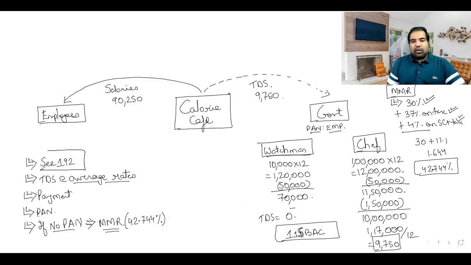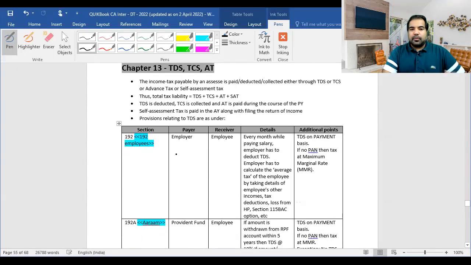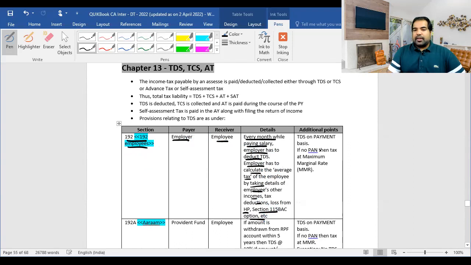Guys, this is a section called 192 where you have to deduct TDS at average rates. I'm just going to read that also from the QuickBooks. So let's do 192. Here we go. 192 is by employer when they're paying to employees. Every month while paying salary, employer has to deduct TDS. Employer has to calculate the average tax of the employee by taking details of employees' other incomes, deductions, and loss from house property, section 115BC option, etc.